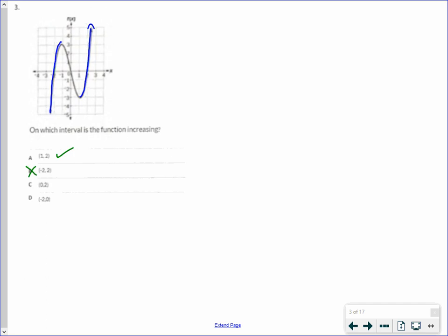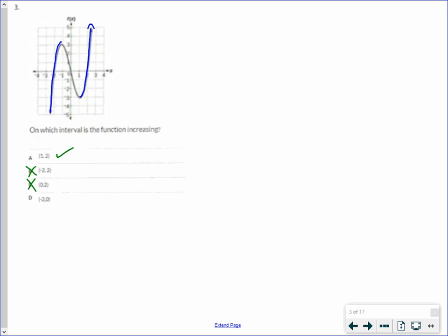For C, we're saying from 0 to 2. So from this interval here, from the y-axis to our point 2. It looks like half the interval is decreasing, half the interval is increasing. That's not what we want. We want just when the interval is increasing. So let's go ahead and mark off C as well.